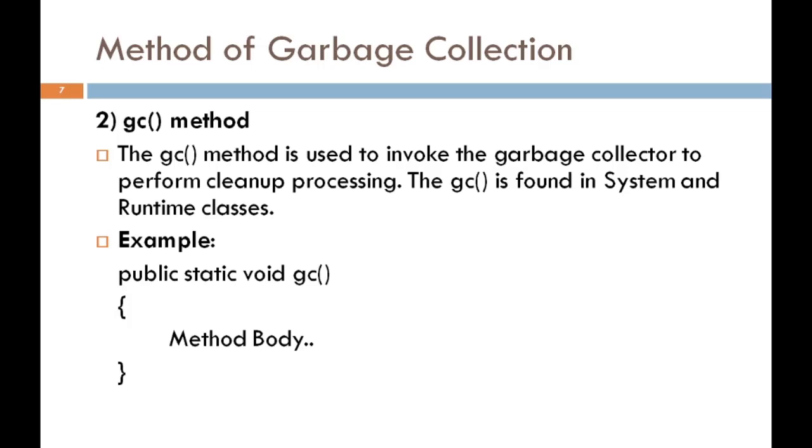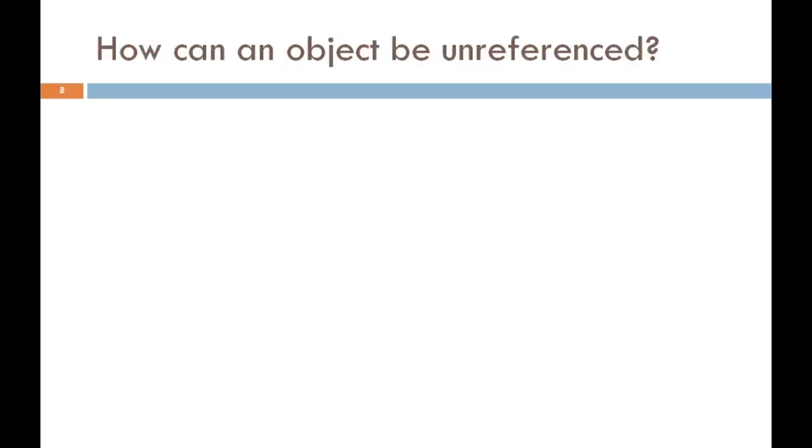The GC method calls the finalize method, and the finalize method is called before the object is garbage collected. So these are the two methods which are used for performing garbage collection in Java. Let's see how an object can be unreferenced, meaning how the garbage collector finds that objects are no longer in use. There are three main ways in which we can find it.